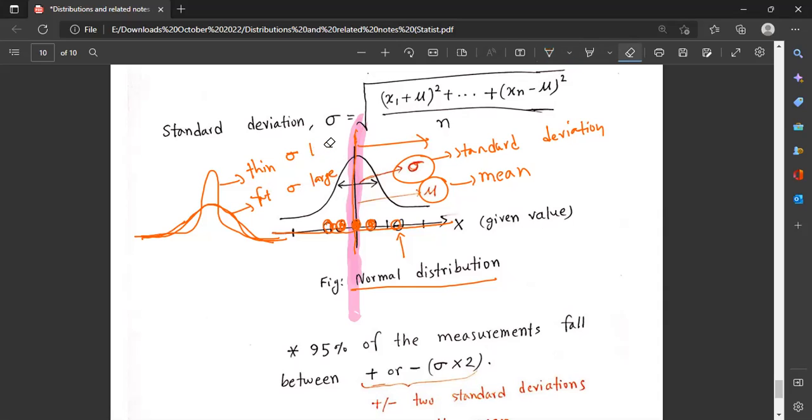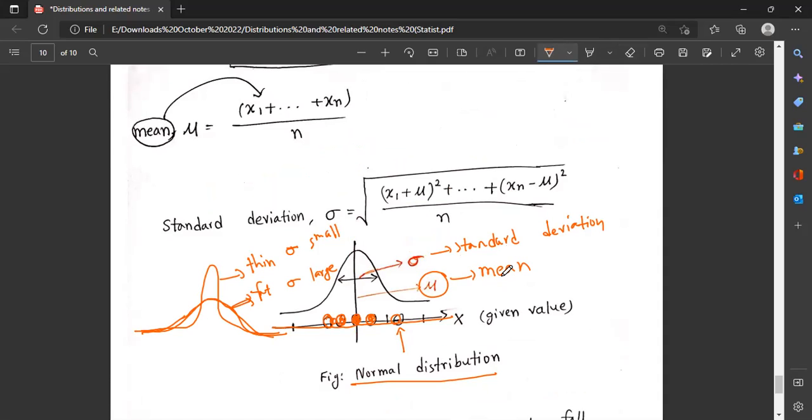And the value of sigma here is large. So sigma represents where the data is, like how closely the data are. Are they very close or far from each other? Or how big my sample space is, okay? So sigma represents this. A standard deviation represents the width of this graph, okay? And I think you get some idea of what standard deviation and mean are.